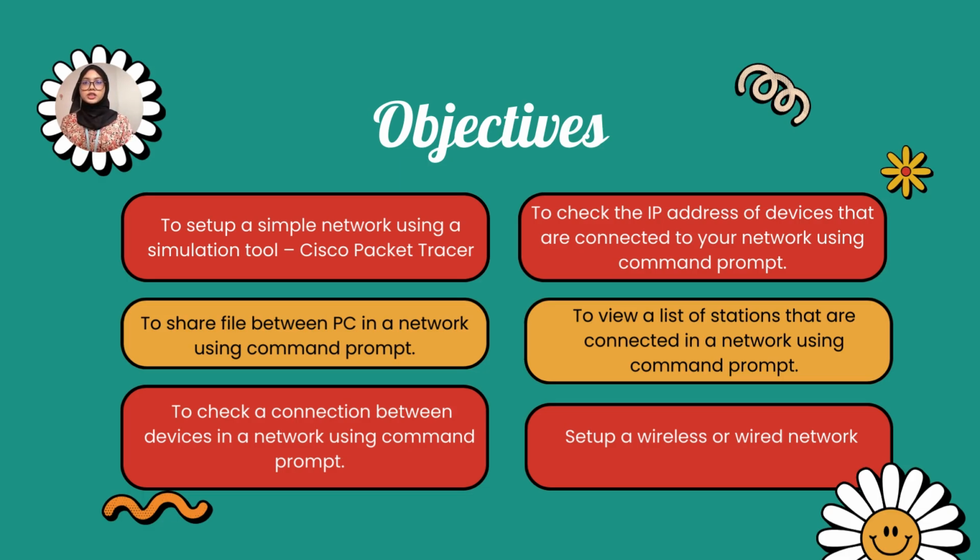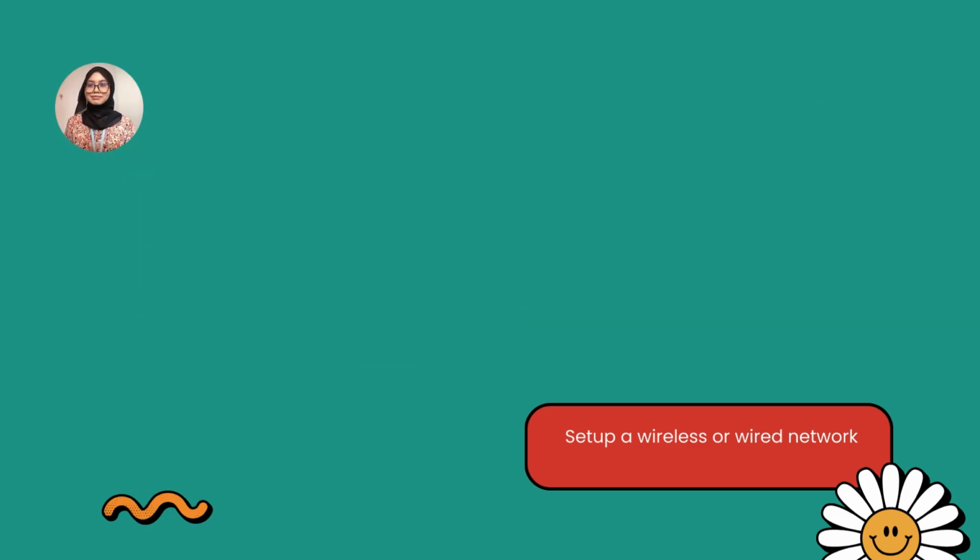I am going to present to you the objectives of our project. The first objective is to set up a simple network using a simulation tool called Cisco Packet Tracer. Next is to check the IP address of devices that are connected to your network using the command prompt. And then the next one is to share files between PCs in a network using command prompt, and then to view a list of stations that are connected in a network using a command prompt. And the second last one is to check a connection between devices in a network using command prompt. And lastly is to set up a wireless or wired network.